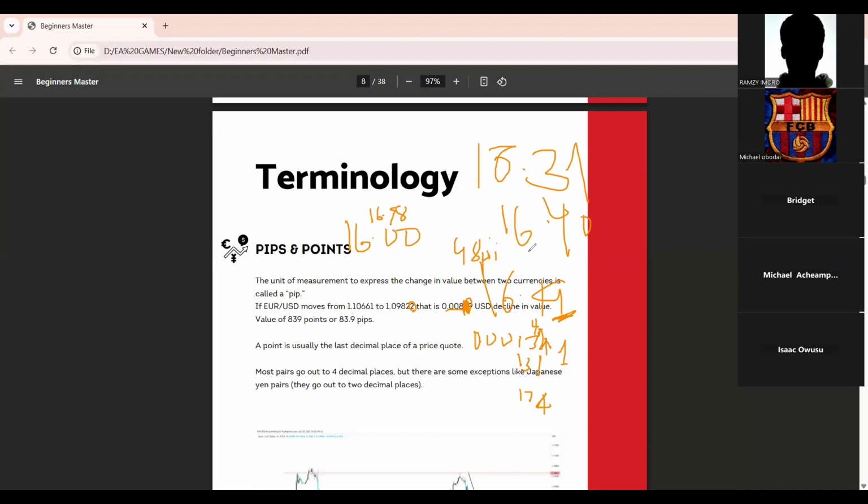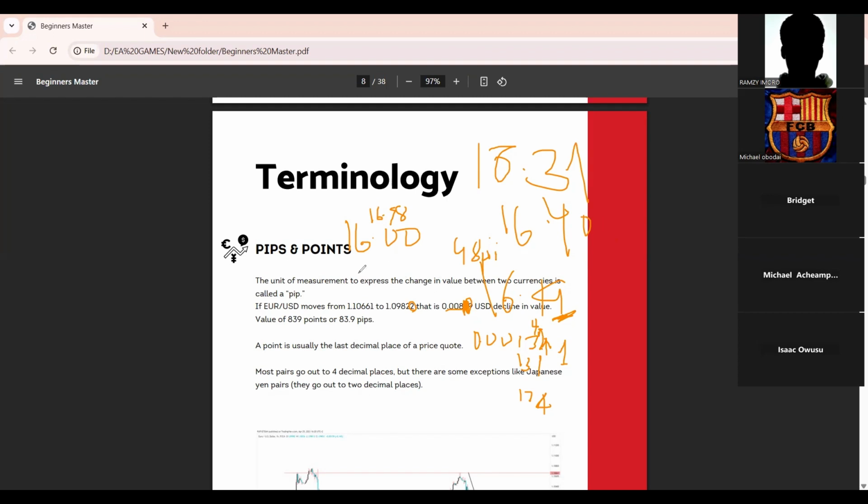Basically, what the person is trying to say is that the currency has increased in price and in how many points it has moved. It has moved 98 pips.